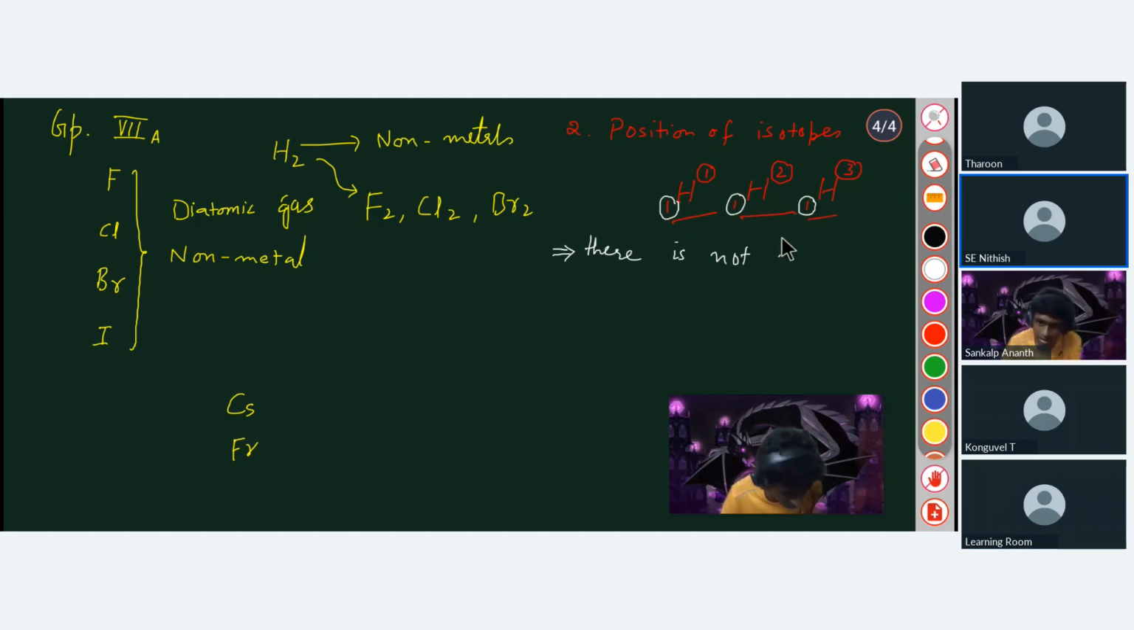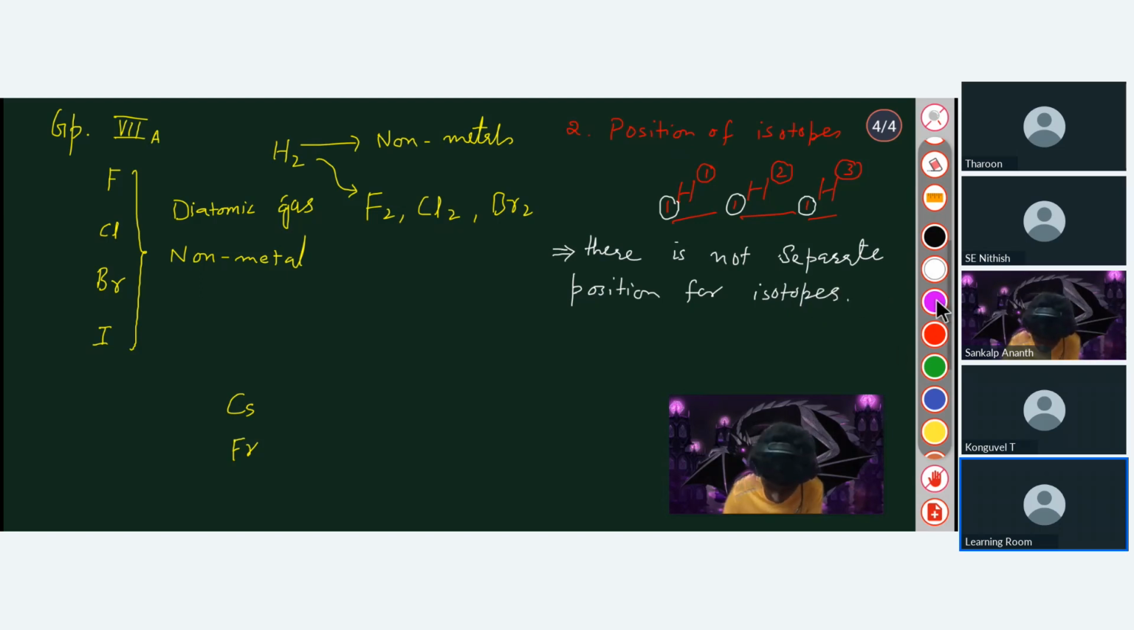They assign atomic number with the mass numbers in increasing order of mass number? Exactly. So I will write it here: there is not a separate position for isotopes. So this is also a limitation, because isotopes have different mass, Mendeleev should have given them a separate position in the periodic table.